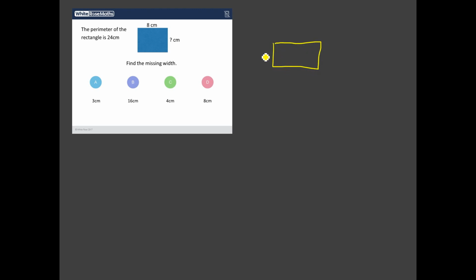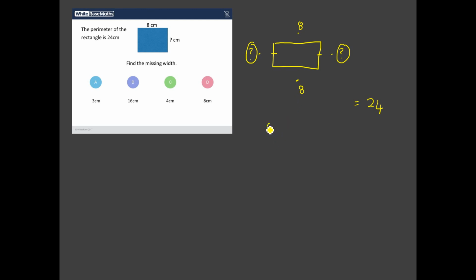And we know for a fact that when we do this side plus this side plus this side plus this side, our answer has to be 24. We know that. And we also know that this side here is 8. I'm going to leave the units off now, but we're talking centimetres. And because it's a rectangle, we also know that this side here is 8. Now, we don't know what this side is yet. And also, we don't know what this side is. But what we do know, of course, is that these two sides have to be equal to each other, just as those two sides are equal to each other.